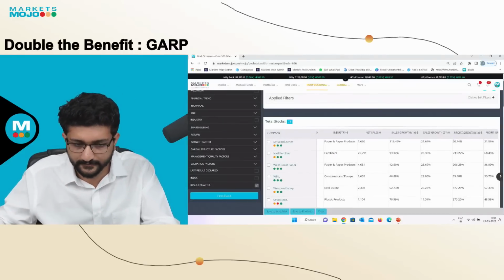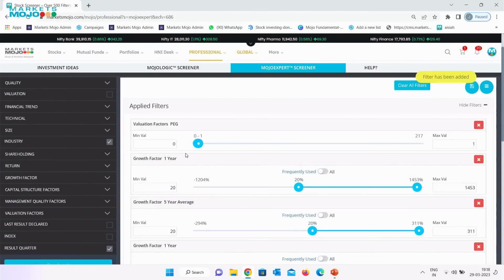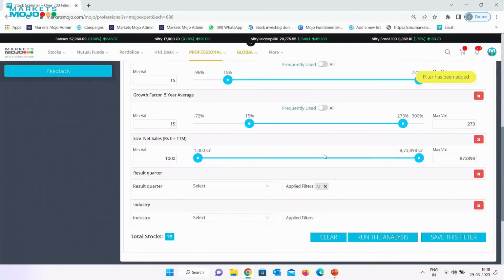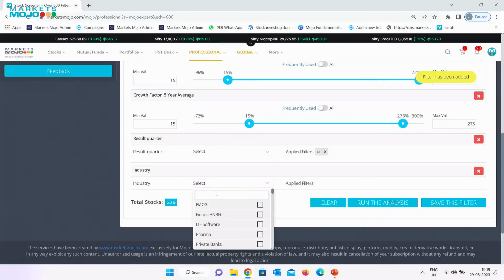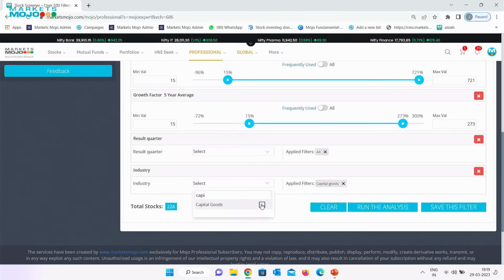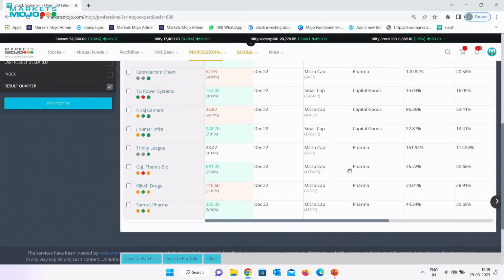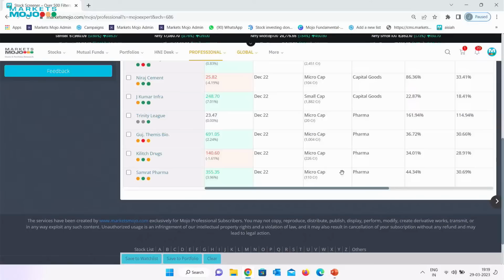Let me go back to the screen now. We've identified these stocks. I can go to industry. Let me just remove the sales filter over here, because there might be some very small companies. Then we look at the capital goods sector, and then we can also look at the pharma sector. Okay, so you can see many companies over here.